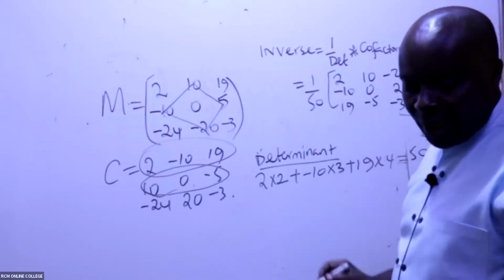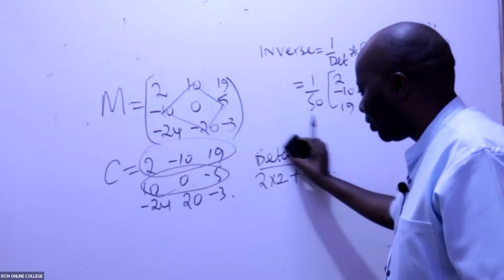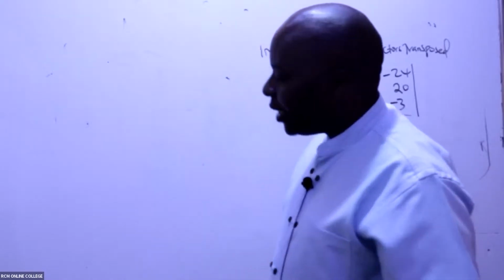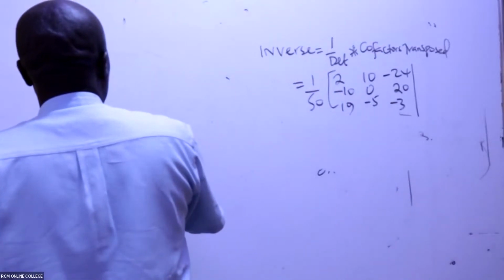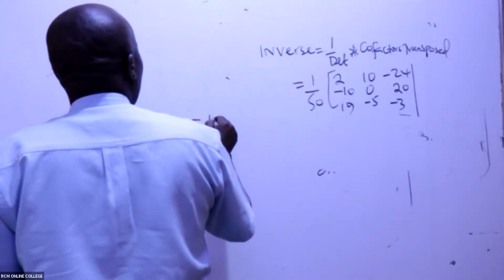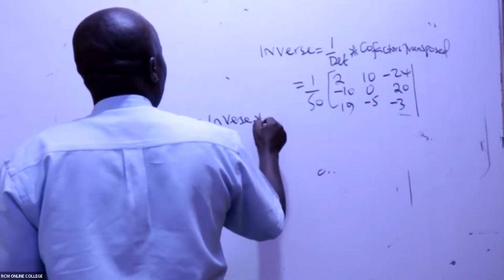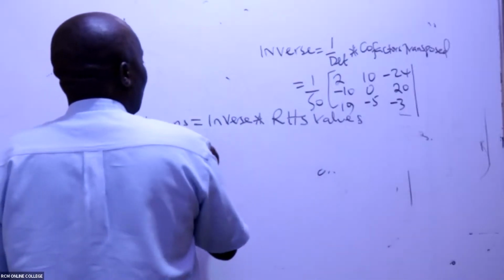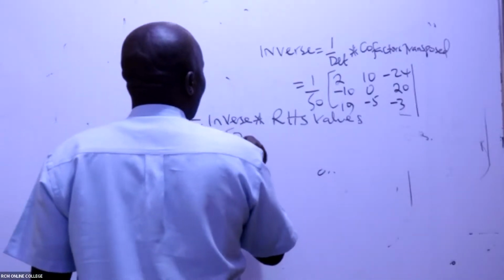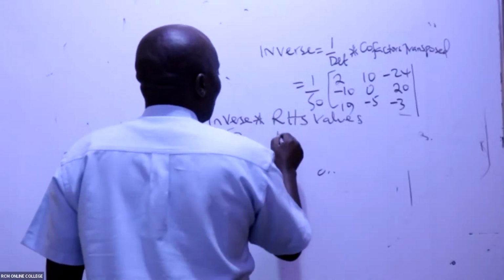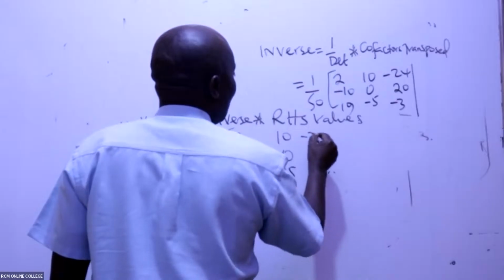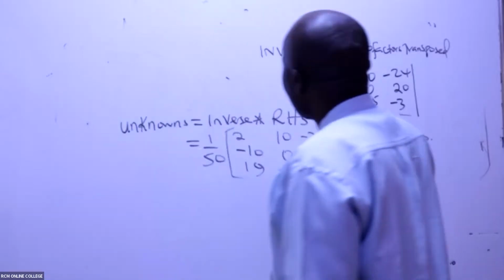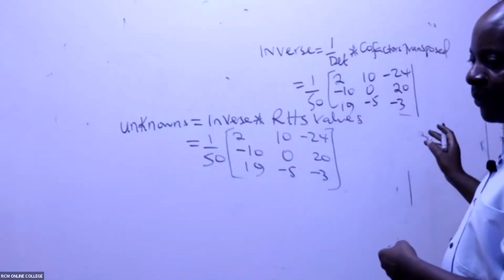And once we've been able to get this inverse, now to get the final answers, to get the unknowns, how do we get unknowns, my good students? To get unknowns, you take the inverse you have gotten times the right-hand side values. So the inverse is 1 over 50 into 2, minus 10, 19. Then we have 10, 0, -5. Then we have -24, 20, -3. Is there somebody who is able to remember the right-hand side values, the ones that are the many zeros?